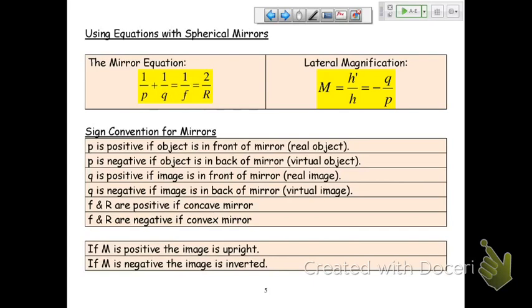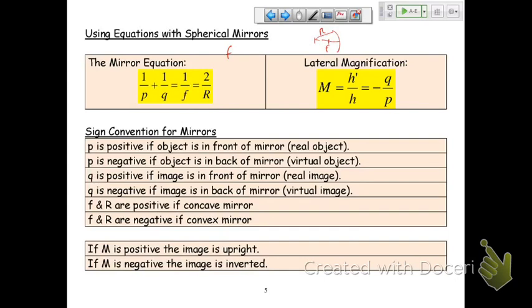So next, let's do it mathematically. We have really just two equations. 1 over P plus 1 over Q equals 1 over F. And 1 over F equals 2 over R, because the focal length is half the distance to the center, which is the radius. So that's where that comes from. And then we'll talk about magnification in a minute. Well, we'll talk about it now.